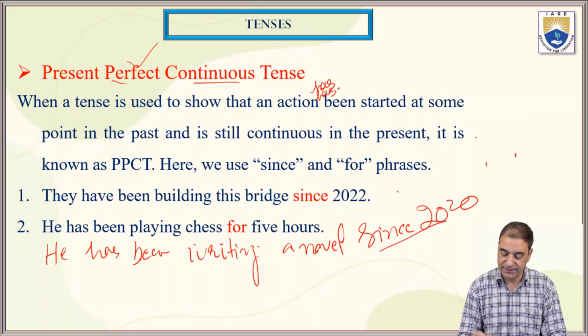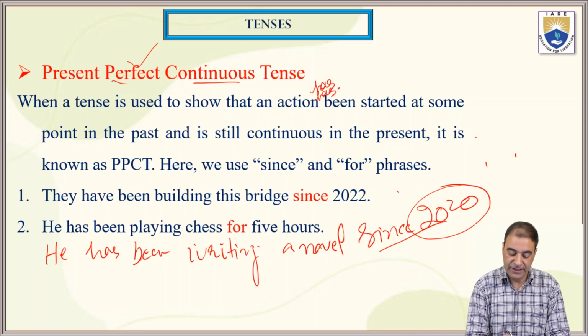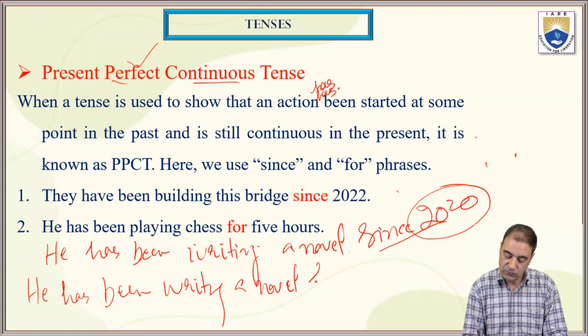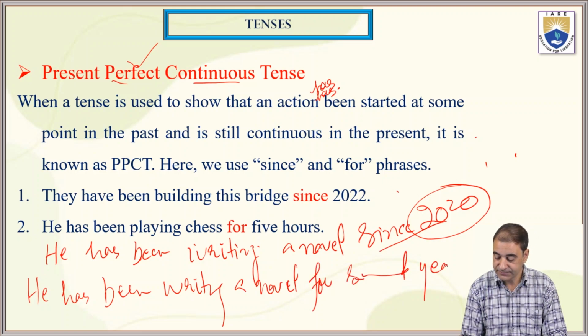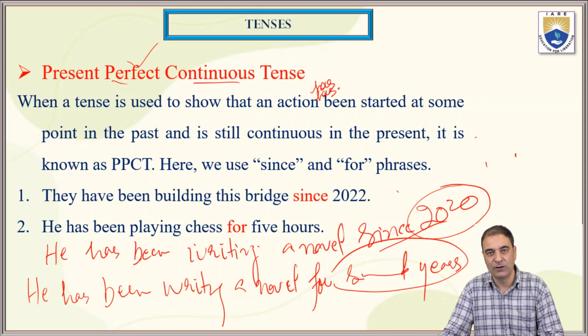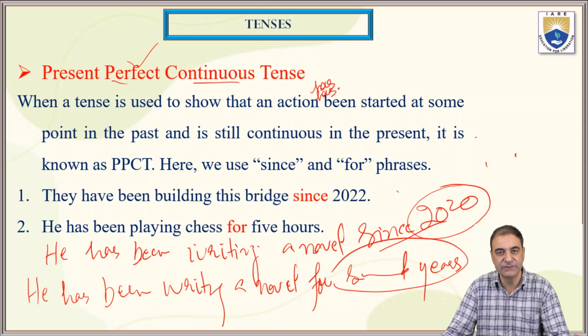Since 2020. And here 2020 is the exact year. That's why we use since. If I write the same sentence like this, he has been writing a novel for several years. And here, several years is not the exact time. It doesn't show the exact time. That's why we use for. We use since with a point of time, that means exact time, and for with a period of time, which is not the exact one.